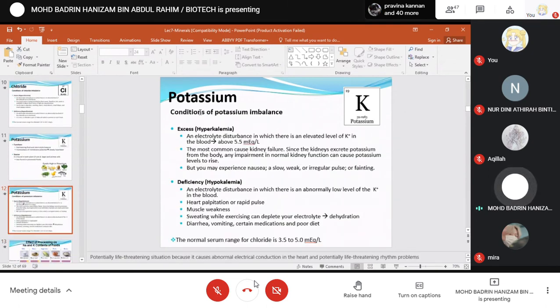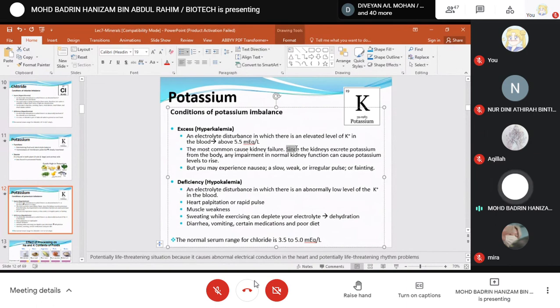So the condition for potassium imbalance, or excess in potassium, is an electrolyte disturbance in which there is an elevated level of potassium in blood above 5.5 milliequivalent per liter. The most common cause is kidney failure. Since the kidney excretes potassium from the body, any impairment in normal kidney function can cause potassium level to rise. But you may experience nausea, slow, weak, irregular pulse, or fainting. So this is one of the markers when people have kidney disease.